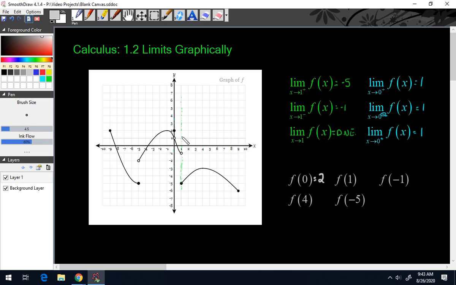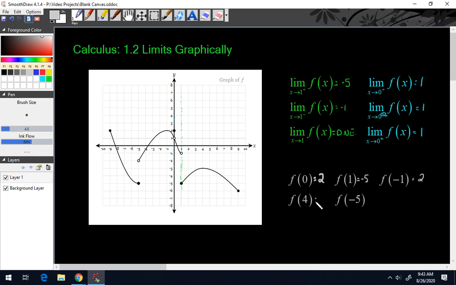What about f of 1? Where are we defined here at f of 1? We're actually defined at -5. So (1, -5) is on that graph. What about -1? There's a solid dot right there. It looks like 2.